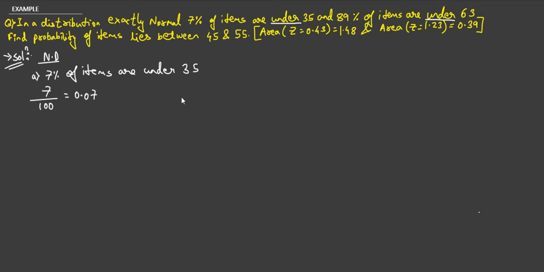So we have to make a normal curve here. This will be the normal curve. It is told in the question that items are under 35. Under means towards the left side, okay guys, under means towards the left side, and the area given is 0.07.